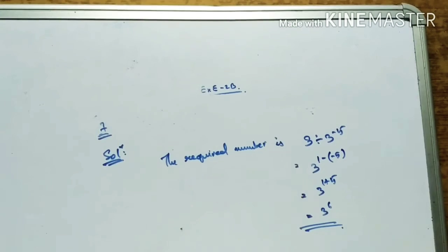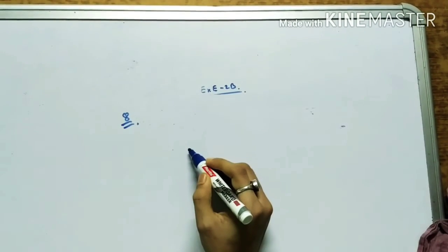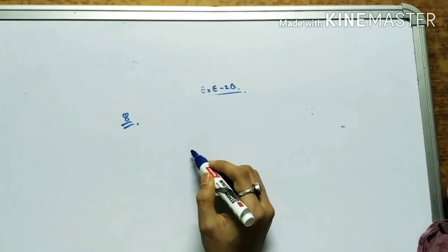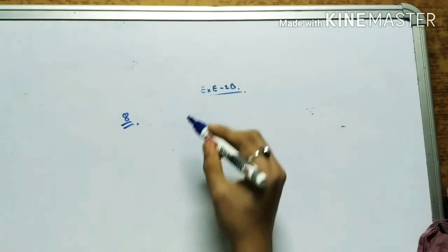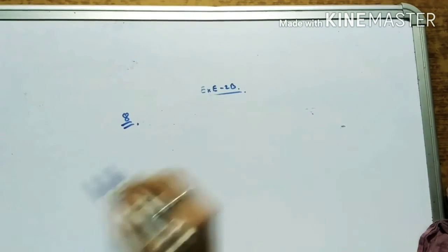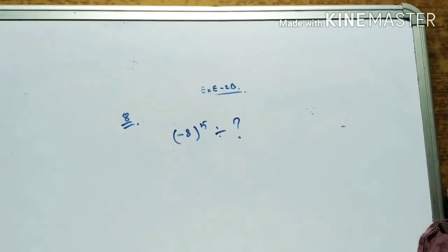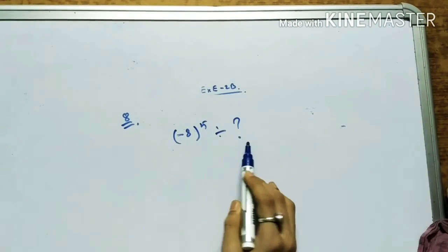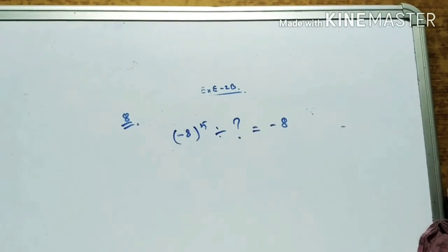Yes, this is 3 to the power 6 is the answer. Okay. Next again number 8. By what number should minus 8 to the power 5 be divided so that the quotient may be equal to minus 8? That means, by what number should minus 8 to the power 5 be divided so that their quotient becomes equal to minus 8?